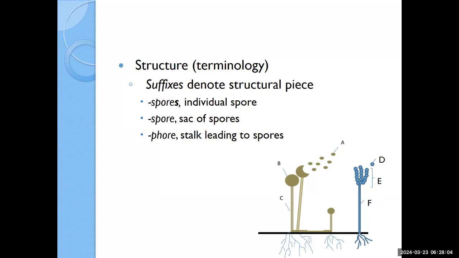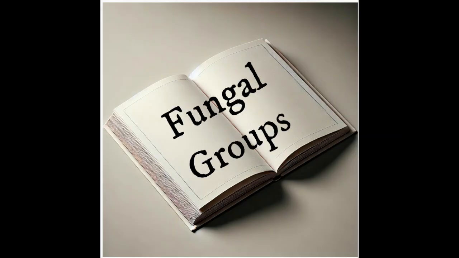So herein, we could see that A is a sporangiospores, B is the sporangiospore, and C is the sporangiophore, which is in contrast to D, the conidiospores, E, the conidiospore, and F, the conidiophore. Now let's take a look at the 5 distinct fungal groups.